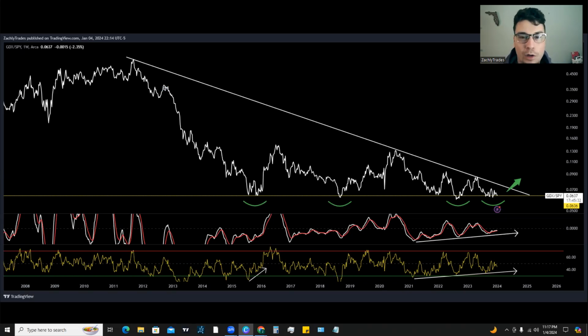We're going to make a very compelling case for GDX. This is the gold miners. We're going to break down this ratio chart right here. Really important chart to me. We have not been able to break through this level, and here we are back at these levels again. This has been a good buying opportunity on this chart many times in the past.